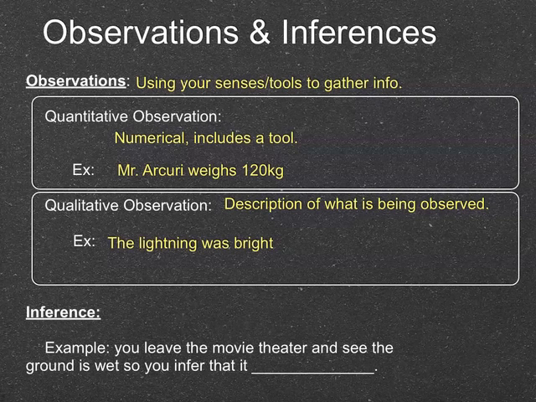And then we have inferences. So observations have two categories, quantitative and qualitative. And then we also have inferences, or assumptions, interpretations based on known facts, based on observations that we make.